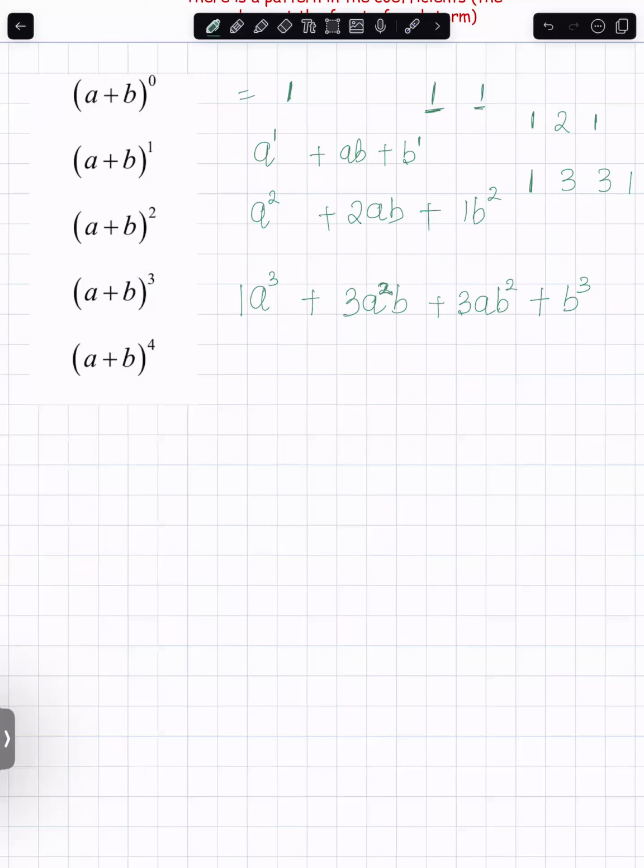Then looking at the binomial expansion of 4, we have 1, 4, 6, 4, 1. Okay, so that's what you have. That means the first will be 1a raised to the power of 4, plus the other number is 4, so that will be 4a cubed b. You keep decreasing a, and your b becomes just 1 along this point. Then followed by 6a squared b squared.